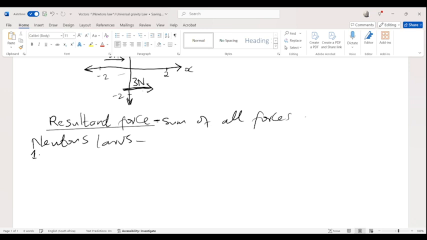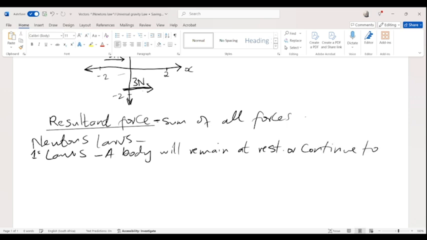Okay, the first law states that a body will remain at rest or continue to move unless a resultant force acts on it. What does this mean?